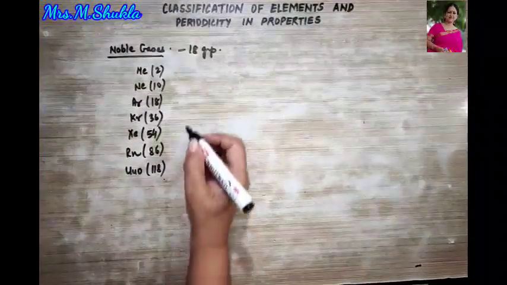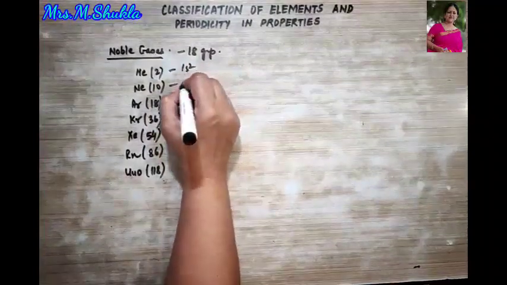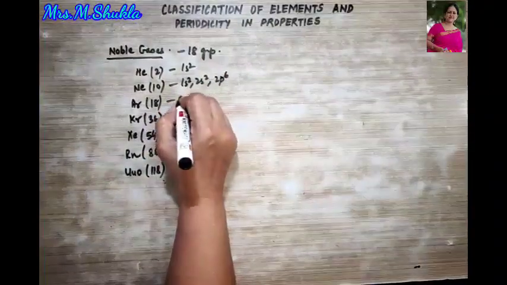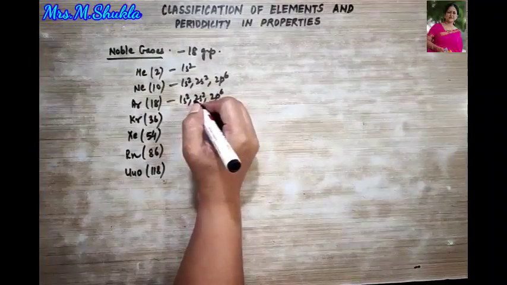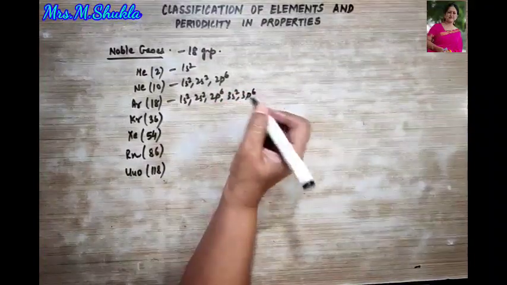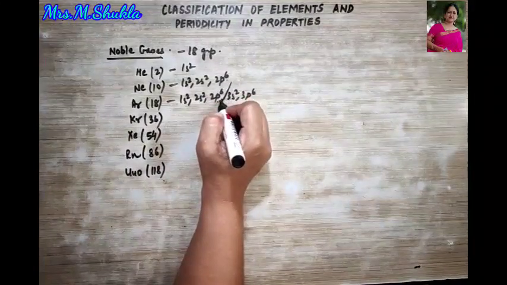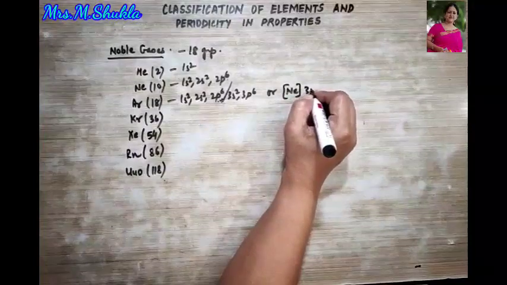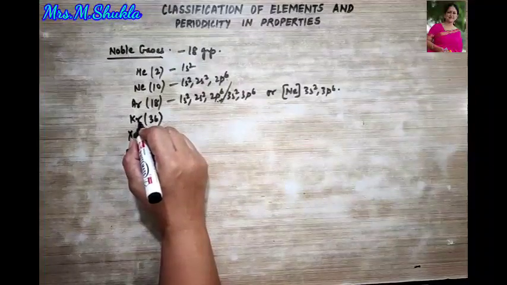And how can you configure it? Helium will be 1s2. How can you configure neon? It is 1s2, 2s2, 2p6. Then argon: 1s2, 2s2, 2p6, 3s2, 3p6. This can also be written as, look over here, this is neon, so it can be written as neon 3s2, 3p6. Clear?